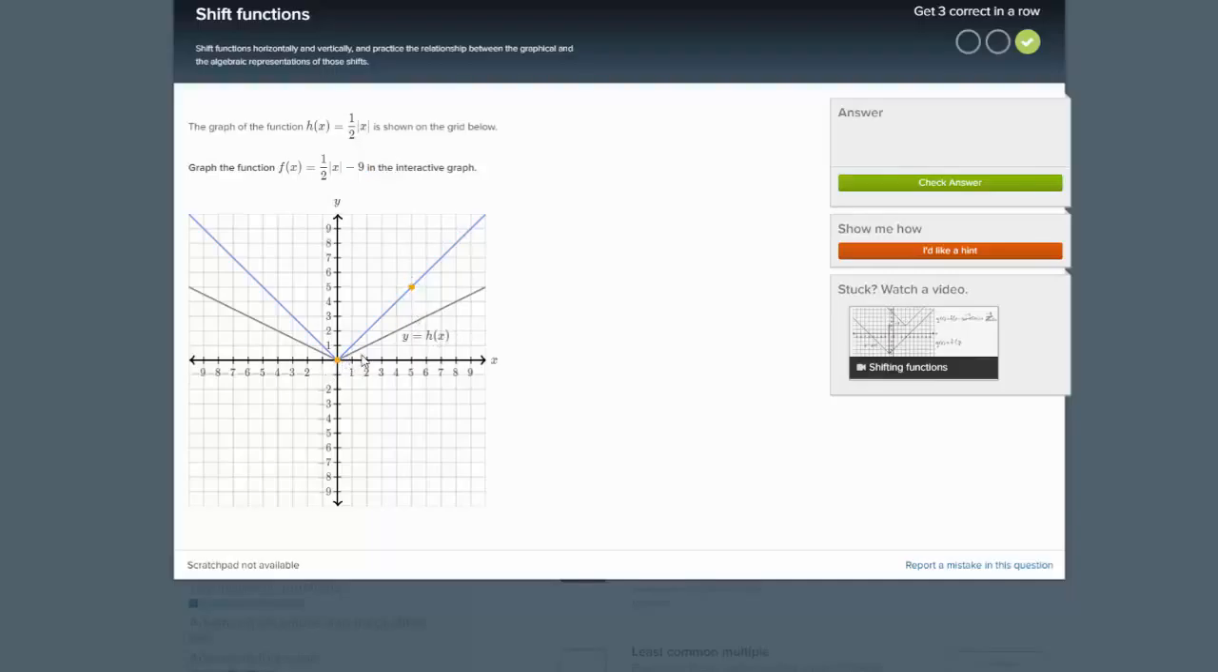All right, so let's first of all match this thing. Okay. There's no right or left shift because there's nothing inside the grouping symbol. And this gets shifted down 9. So 1, 2, 3, 4, 5, 6, 7, 8, 9. But I have to shift this one down 9 too. 1, 2, 3, 4, 5, 6, 7, 8, 9.